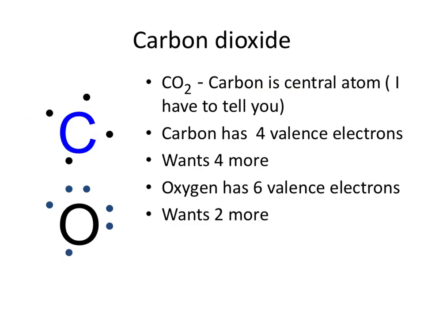Okay, so carbon is almost always in the middle when you're covalently bonding. It wants 4 more. It's got 4 holes here that it wants to fill. It's trying to get to 8. Oxygen is in group 16, so it has 6 valence electrons. It needs 2 more for its valence shell or outer energy level to be filled. So how exactly do we take care of this?